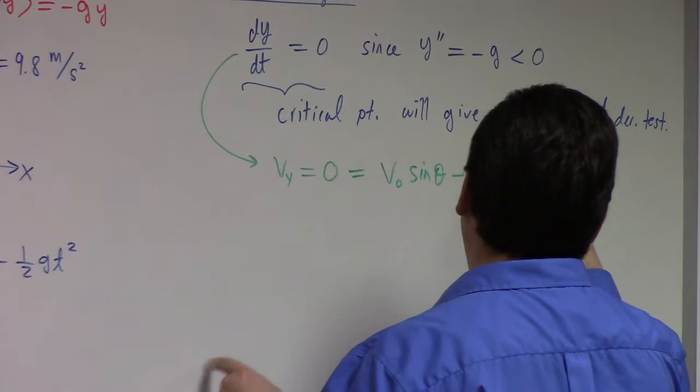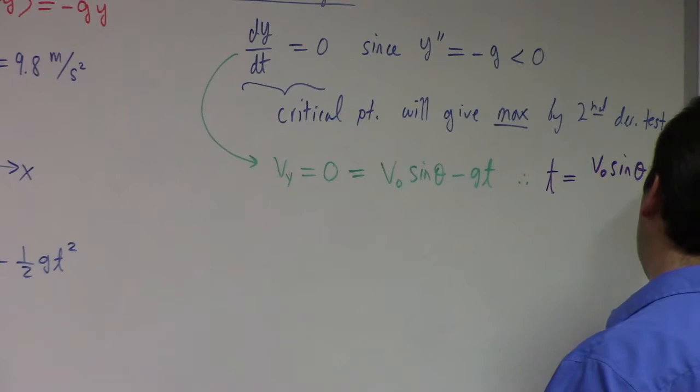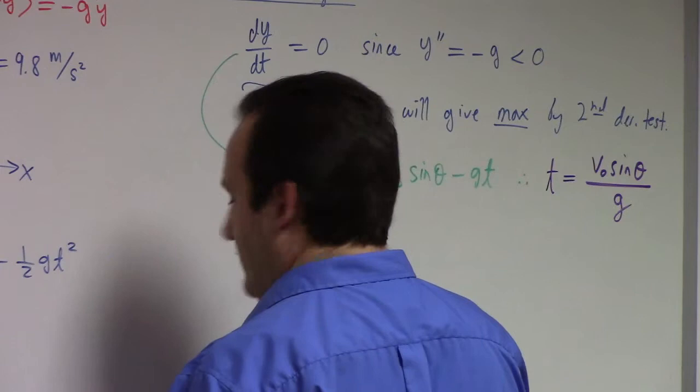What time does that give me? Time equals what, as you say? V naught sine theta over g. Okay, very good. And then what do I get? Say y equals y naught.